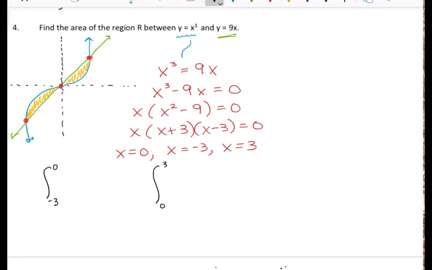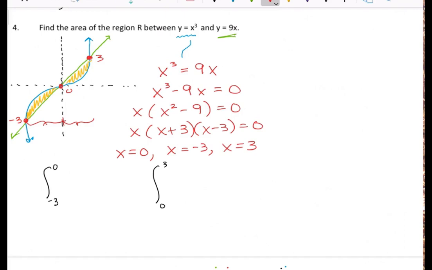And you can see that on the curve. So here would be my negative 3, there's my 0, and there would be my positive 3. So we're integrating from negative 3 to 0 to get that first area, and then integrating again from 0 to 3 to get that second area. And then we're just going to add those two together.